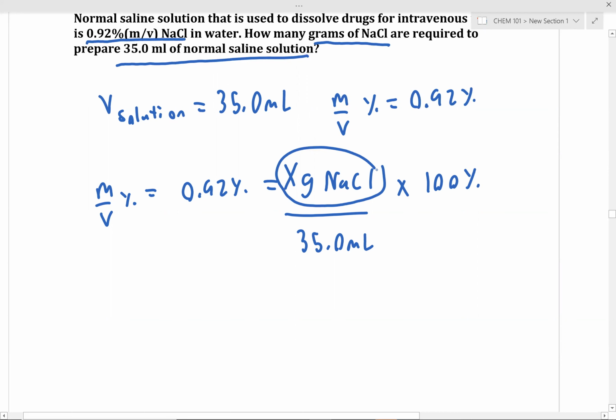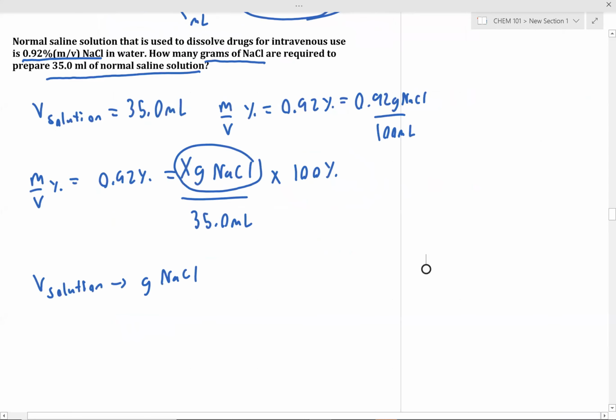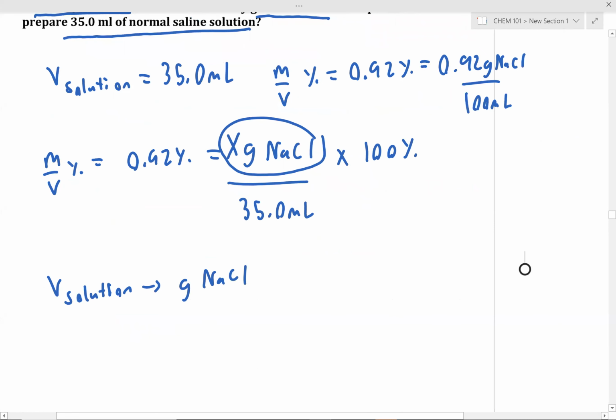Another way to think about it is we can use this mass over volume as a conversion factor. This is essentially saying we have 0.92 grams of sodium chloride per every 100 milliliters. I like the conversion factor method because it's easier to write one-line solutions. So we're essentially going from the volume of our solution to the grams of sodium chloride. And what conversion factor are we going to use to get from point A to point B?